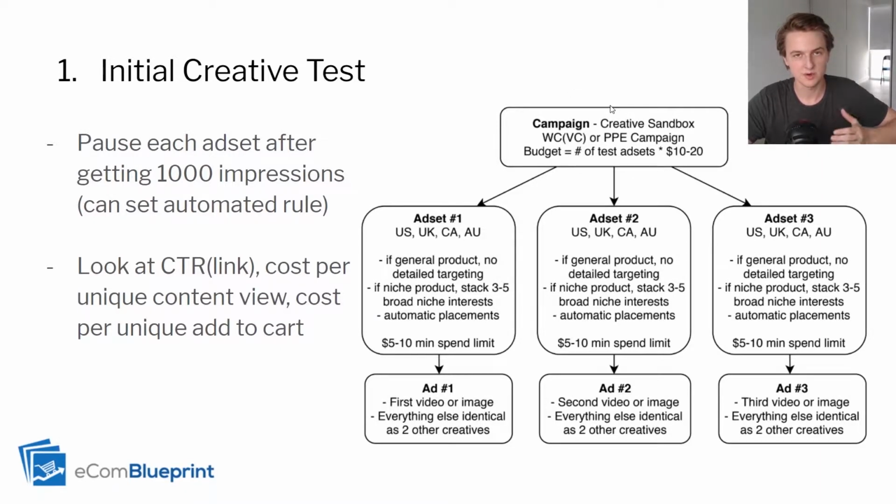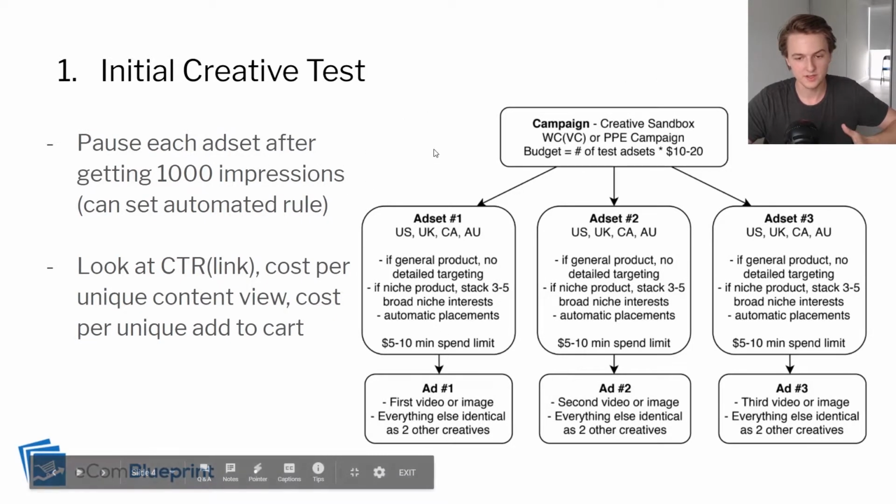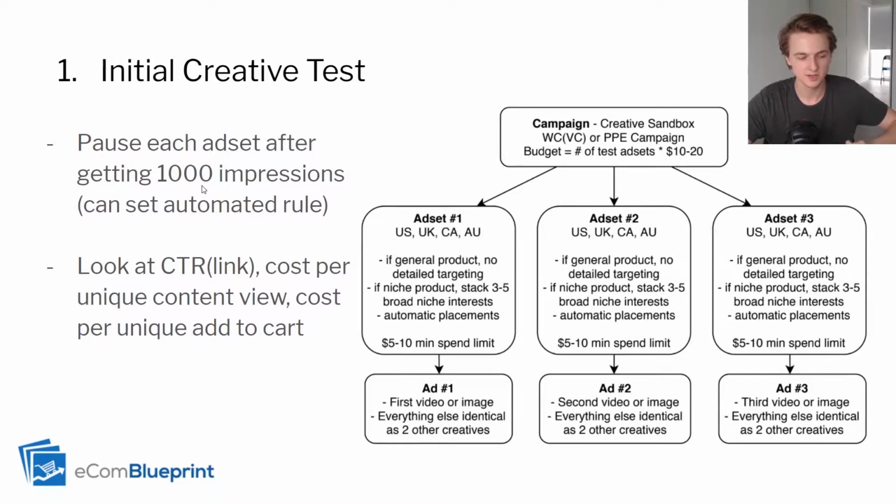And I'm going to talk about this more in depth in the next lesson, which is the creative optimization lesson. Just last thing here, how you want to run this, how you want to optimize this is each ad set, after it gets 1,000 impressions, that shouldn't cost a lot. It should cost you under $10 to get 1,000 impressions if you're doing a website conversions VC campaign. And so you want to pause each ad set after it gets 1,000 impressions. You can set an automated rule to do this. And once again, I'm going to show you this in the next lesson, the creative optimization lesson. And so you want to set an automated rule to automatically pause your ad sets once they get 1,000 impressions inside of your creative sandbox campaigns.